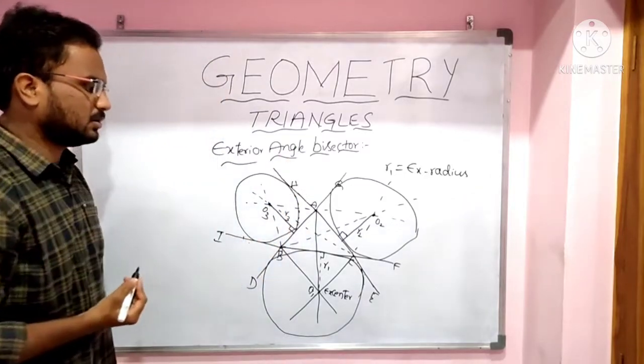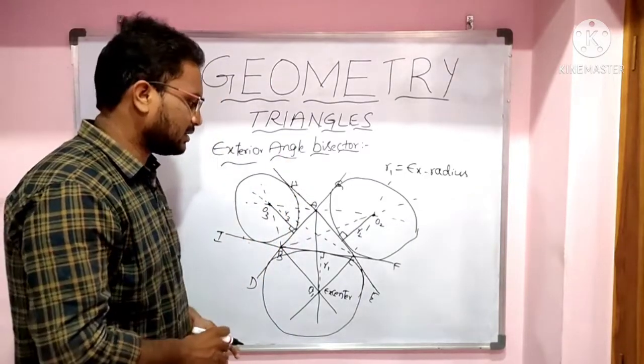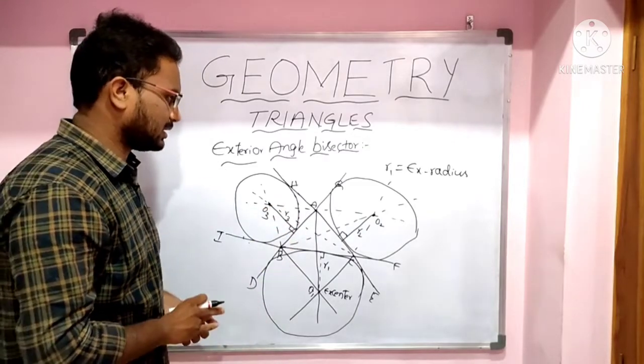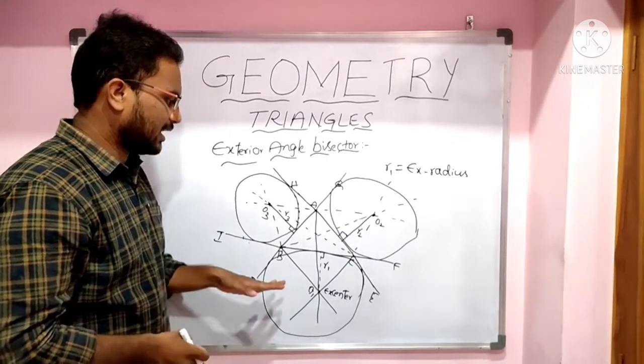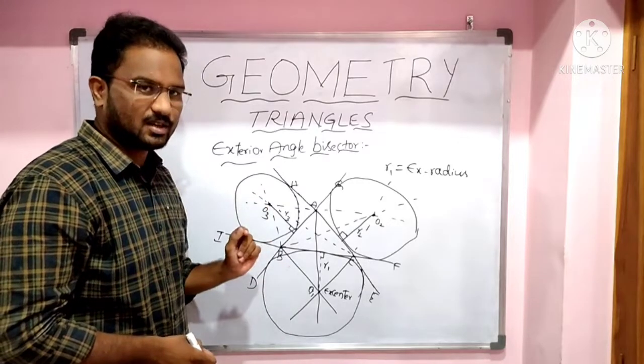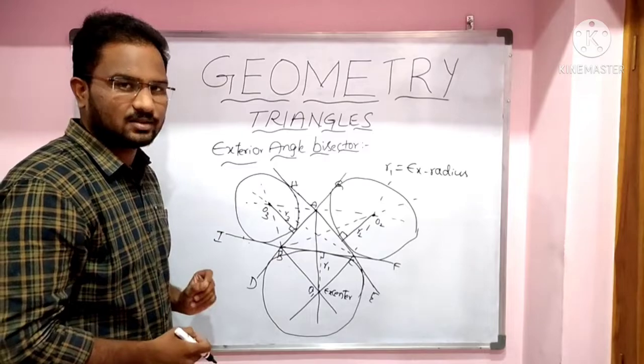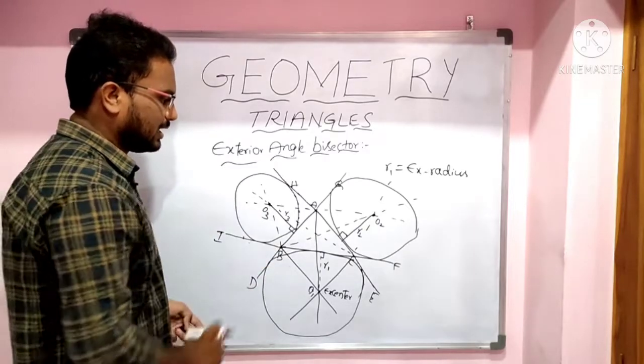So in a triangle we can draw 3 excircles. In a triangle we have only one circumcircle, one incircle, but 3 excircles. So this is excircle.